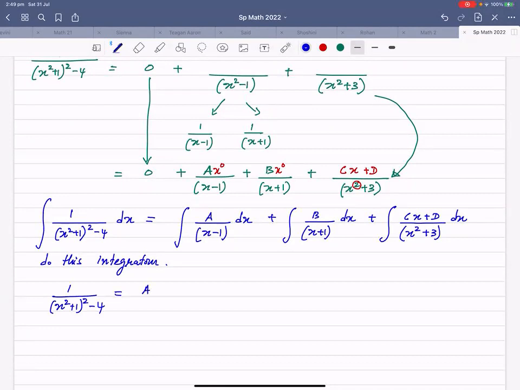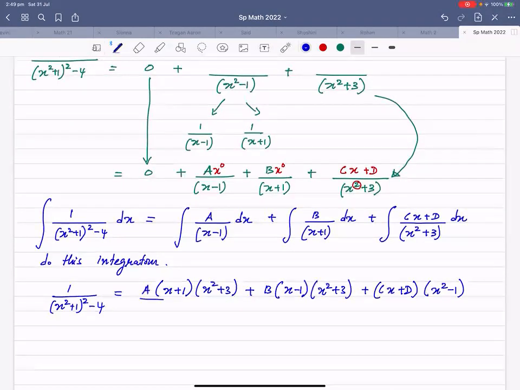So A, what you are going to do is you are going to multiply by x plus 1 and you are going to multiply by x squared plus 3. Plus B should be multiplied with x minus 1 and x squared plus 3. This is common denominator, right? Plus cx plus d, you have to multiply that with x squared minus 1. So x squared minus 1 is (x minus 1)(x plus 1), right?